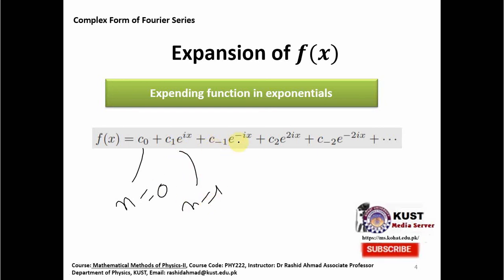You can see that the other coefficients will come with a negative sign, because we can also have n equal to -1, that is c-1 times e raised to the power minus ix, and then c2 positive and then negative, and so on. So if we expand the function like this into exponentials, also with negative n, then the formula can be written as a sum from minus infinity to plus infinity of c_n times e raised to the power inx.